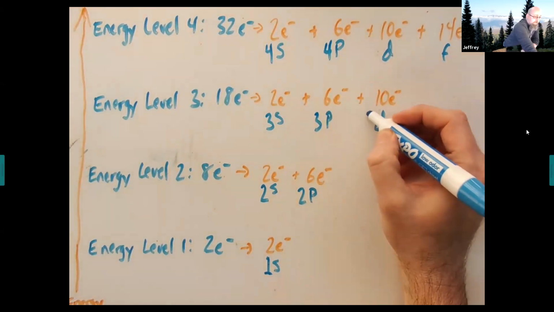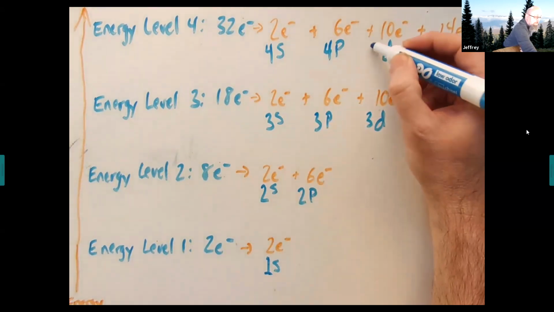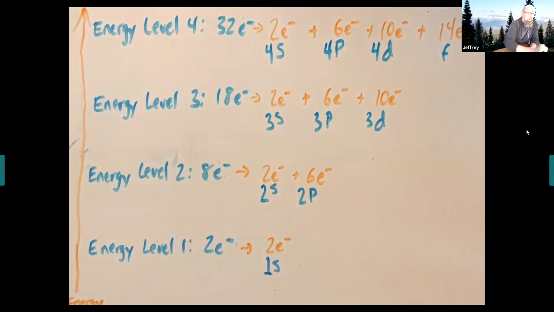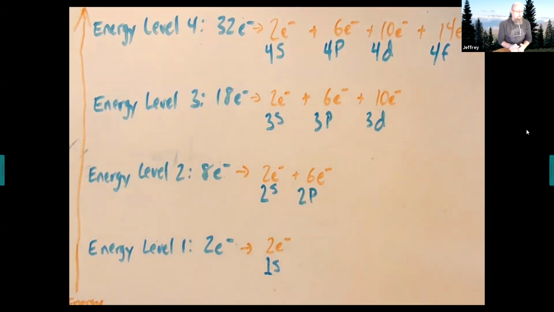This is the first D sublevel. It's in energy level 3. It's the 3D sublevel, and this is 4D. And then finally, this would be 4F up here. And all we need to do once these are named is then put them in the correct order from lowest energy to highest energy, right?